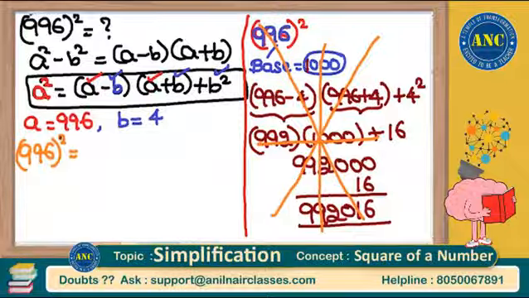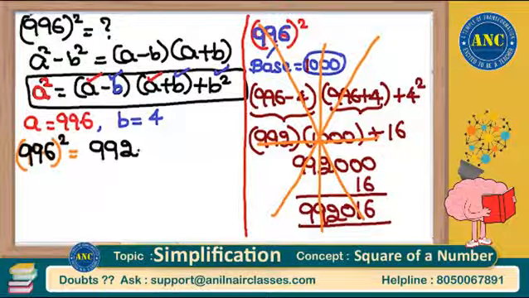Now see here, I need to get 996 square. Step number 1. Everyone listen carefully, sir. 996 is closer to 1000. What is the b value? The b value is 1000 minus 996, which is 4. Step number 1, find out the value of b. That means the first step is to find the b value. Step number 2, subtract b from this number. 996 minus 4 is 992.